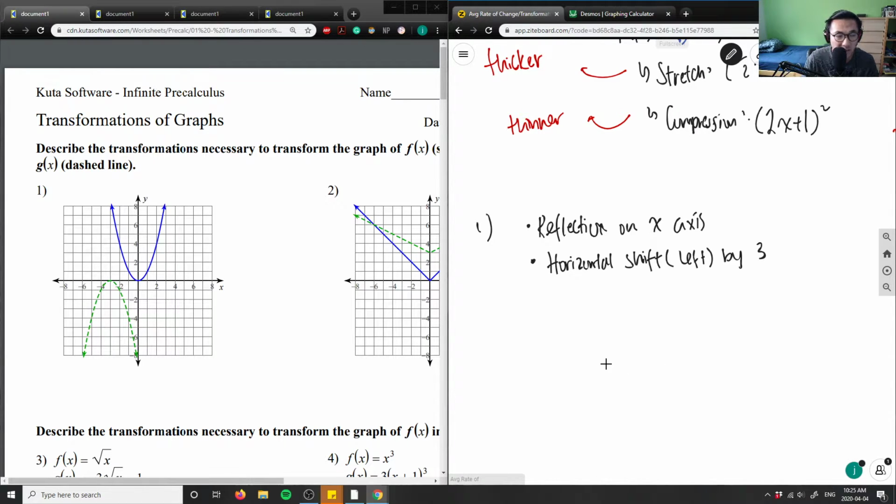So horizontal shifts. Some of you may use this word translation. So translation is the same thing as shift. So it's okay. So I can say here translation shift, and then I'll write little a. Translation works as well. So translate left by 3, or horizontal shift left by 3. So this works. So that's what we have in the first one.